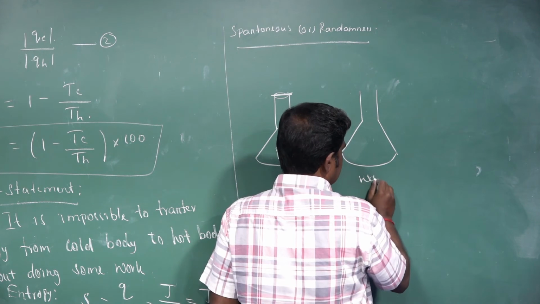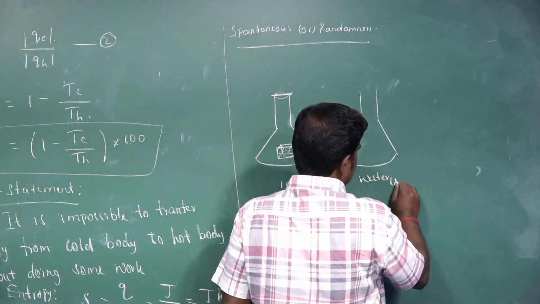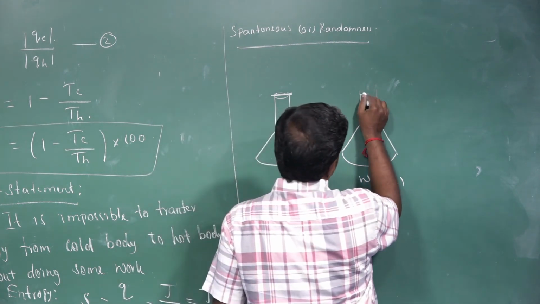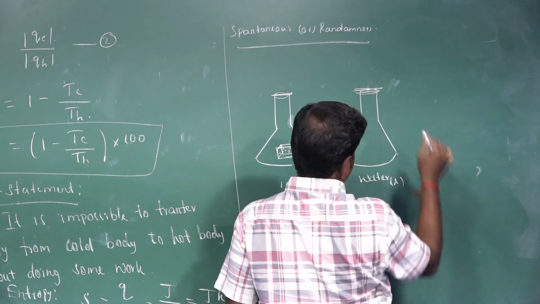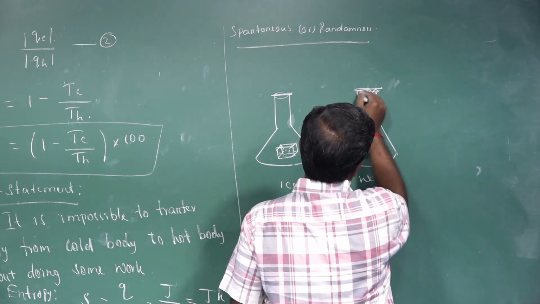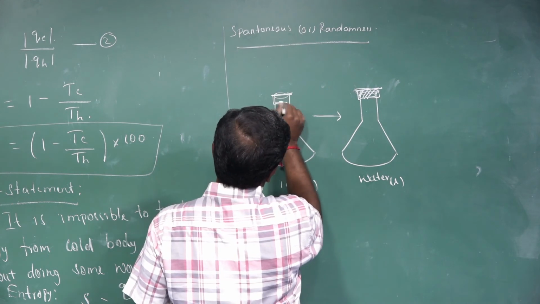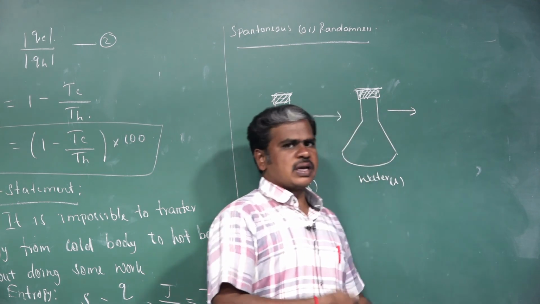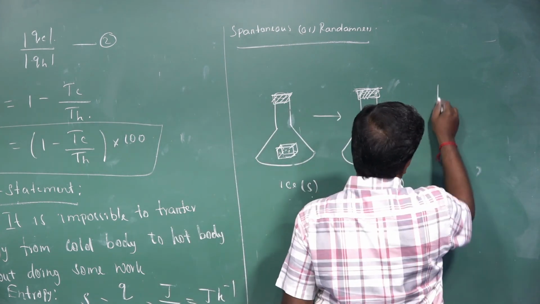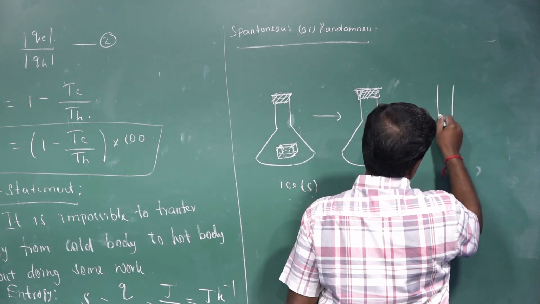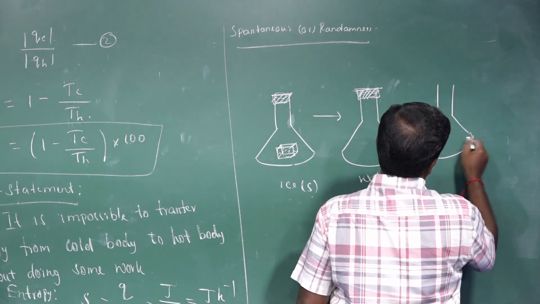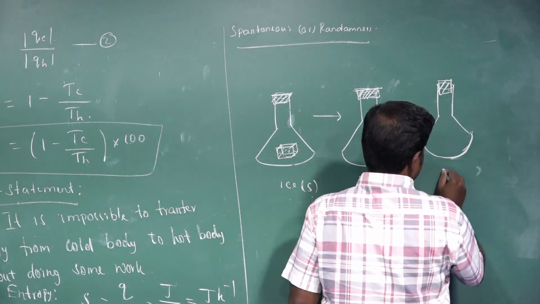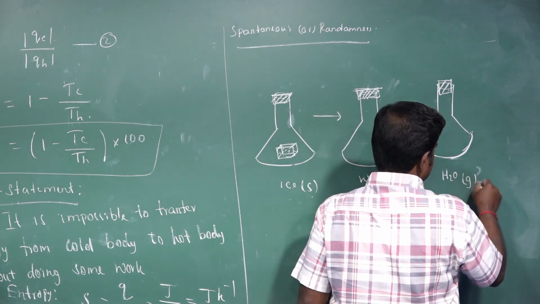So here it is melted, then it is liquid water, and then the solid ice. Then we are taking it also closed, sealed. And here also we make it the same. Now, on heating, it will be converted into water vapor. So here we get the water vapor, that is H2O in a gaseous state.